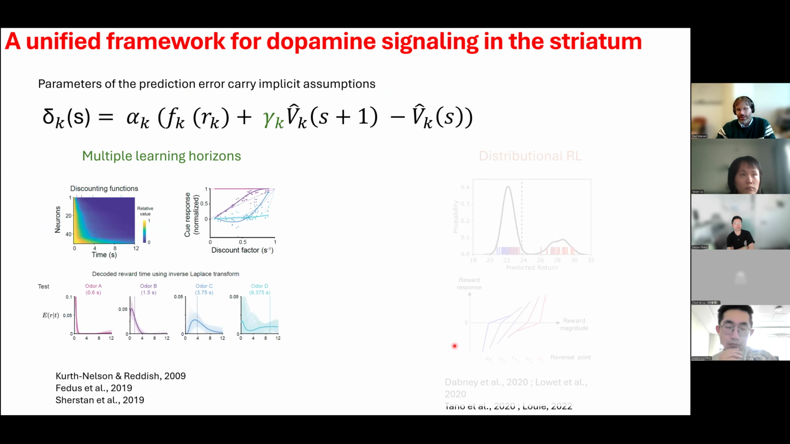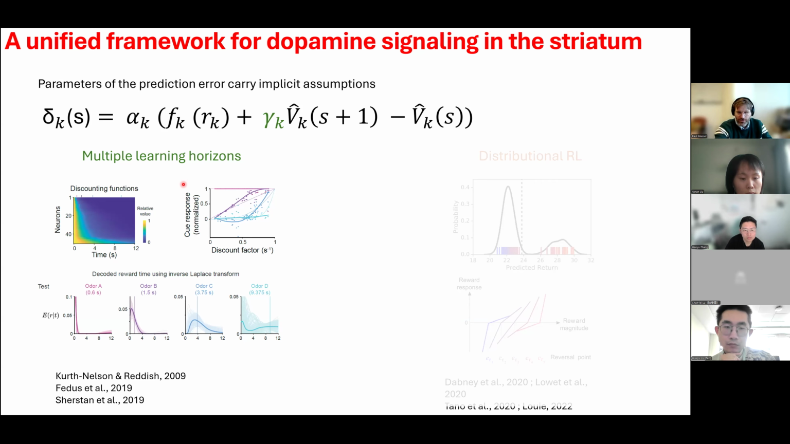And so just to conclude and think about what it means: here what we showed, right, is that if you think about this prediction error equation, we showed that across dopamine neurons, you have a diversity of discount factors, right? And so these discount factors allow you to learn across multiple temporal horizons.